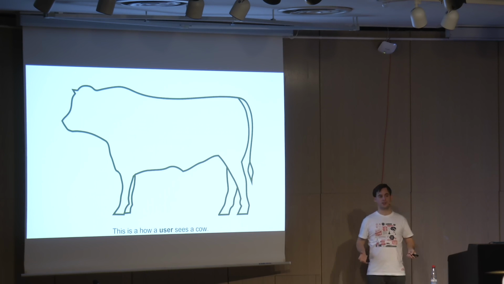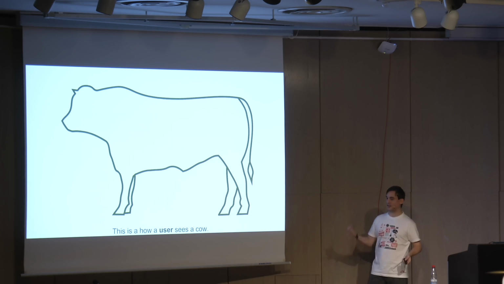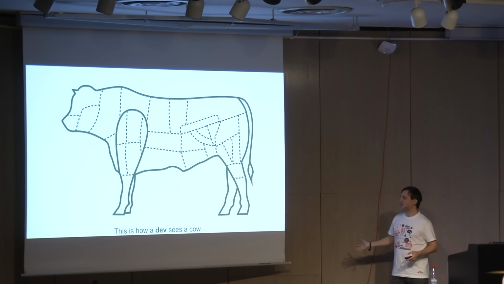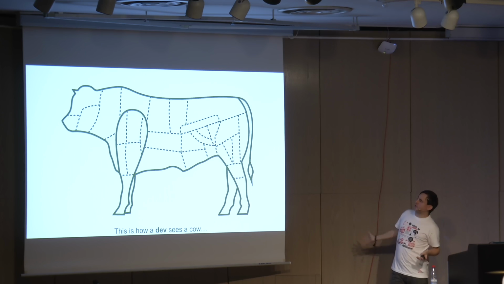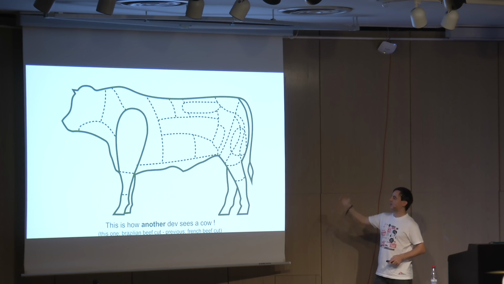So now we saw how to combine file types, but we can also abuse the parsing. How do you parse a cow? This is how a user sees a cow. So how do people parse cows? Well, you all have an image of cow parsing. This is how a dev could parse a cow. But it turns out that not everybody agrees, and this is how another dev sees a cow.